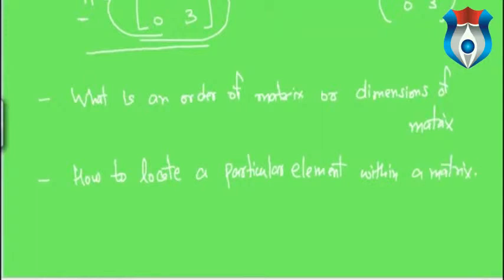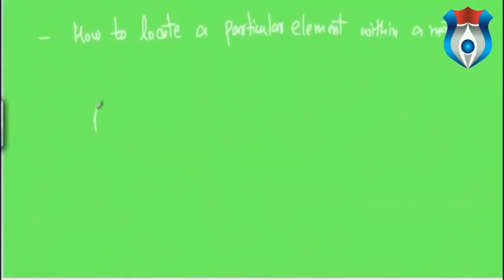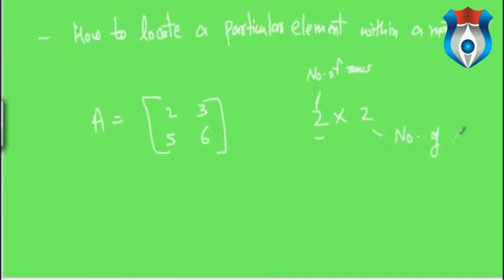Now coming to the order of a matrix, what is the order of a matrix? For example, we have a matrix A equal to 2 3 5 6. Then the order of this matrix is 2 cross 2, because there are 2 rows, this is the number of rows, and this is the number of columns. In this matrix there are 2 rows, first and second, and there are 2 columns, 1 and 2. That's why the order of this matrix is 2 cross 2.